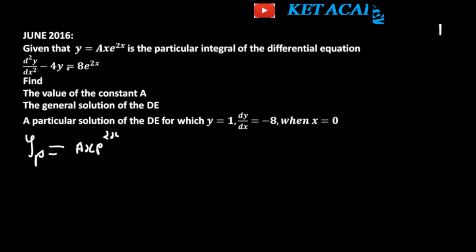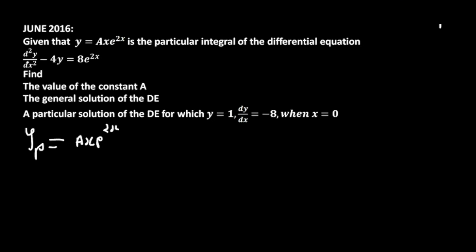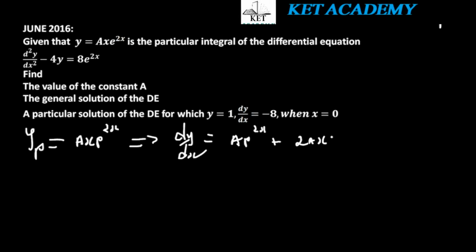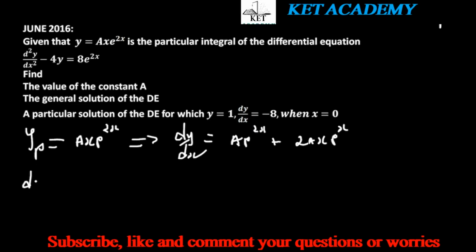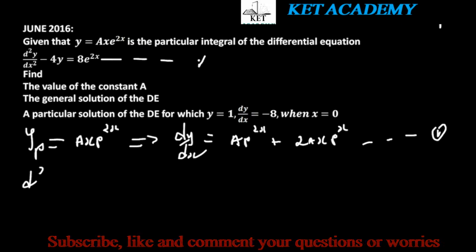Now, there's no need looking for the complementary solution here because our particular solution has been given to us. So what we might do is look for the first derivative. This implies that our first derivative dy over dx will simply be equal to a e to the 2x plus 2ax e to the 2x. We'll call this equation 1, and this our equation star.